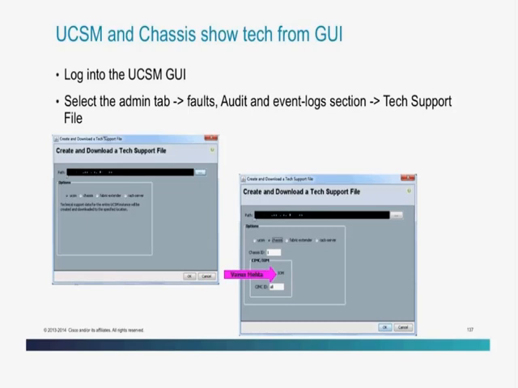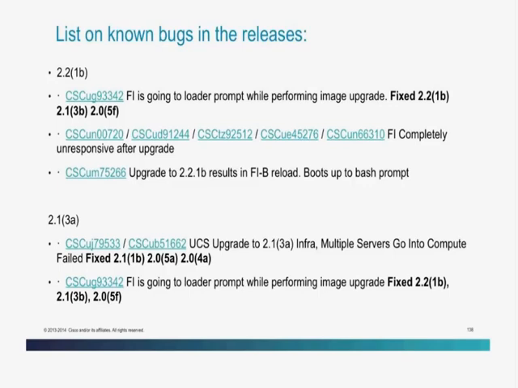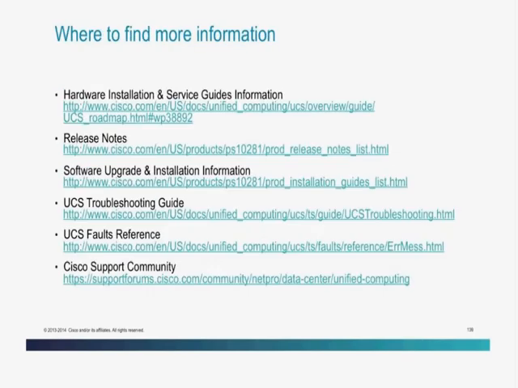These are the list of bugs that we are hitting right now due to the latest upgrades. The one that's impacted us a lot is the FI going into the loader prompt. Loader prompt is when the switch does not have the system and the kernel image. So this is a bug related to that. You can have a look at these bugs. TAC has the workaround in case you end up in any of these states. Please call us. We'll help you from there.